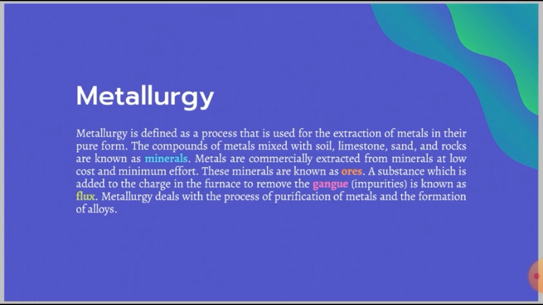A substance which is added to a charge in the furnace to remove impurities, especially when we take out ore from the earth and then subject it to metallurgical operation. We process the ore through different physical and chemical processes, and then we separate the metal while leaving the rest of the impurities, which are of no purpose, because we have already extracted the metal. So these impurities are known as gangue.